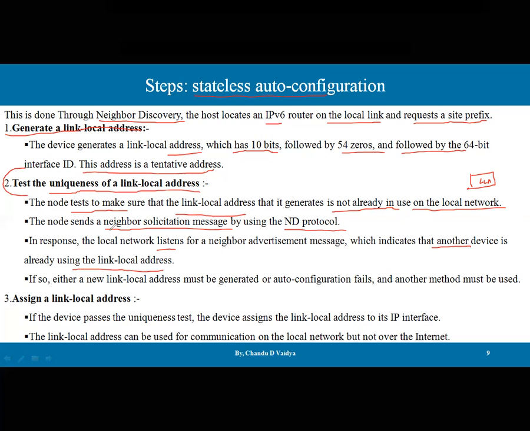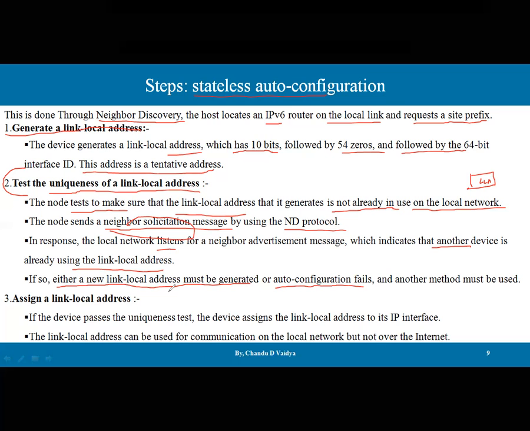So it is going to be done via this ND protocol, specifically the neighbor solicitation message. If that address is not already available, then what to do? Either a new link local address must be generated, or auto configuration fails and another method must be used. If the address is already available, this method is going to fail.